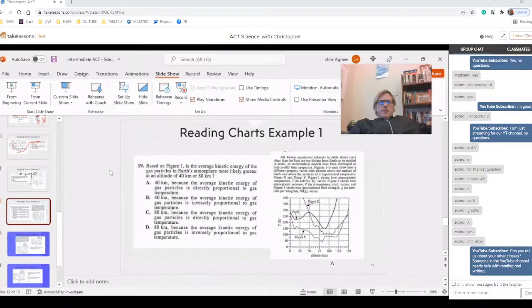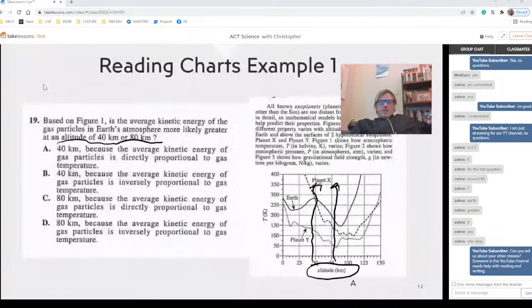So, kinetic energy of gas particles, and the only thing they really give us that we can right away identify, hopefully you guys notice, is altitude. That's your North Star. You know what that is. You might not know what the rest of the question is saying, but 40 kilometers, 80 kilometers. Sorry for my straight drawing here, but we can't all be perfect.